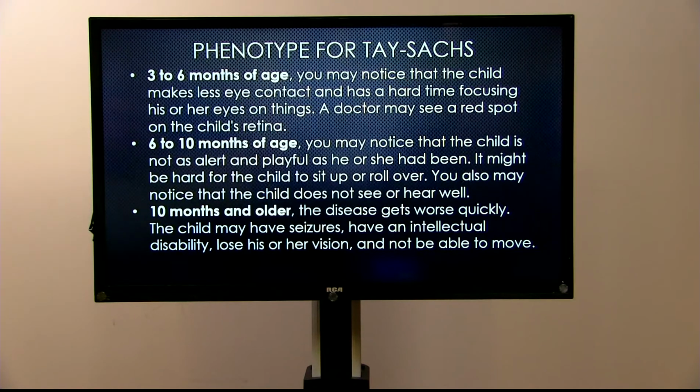Phenotype for Tay-Sachs. At 3 to 6 months of age, you may notice that the child makes less eye contact and has a hard time focusing his or her eyes on things. A doctor may see a red spot on the child's retina.